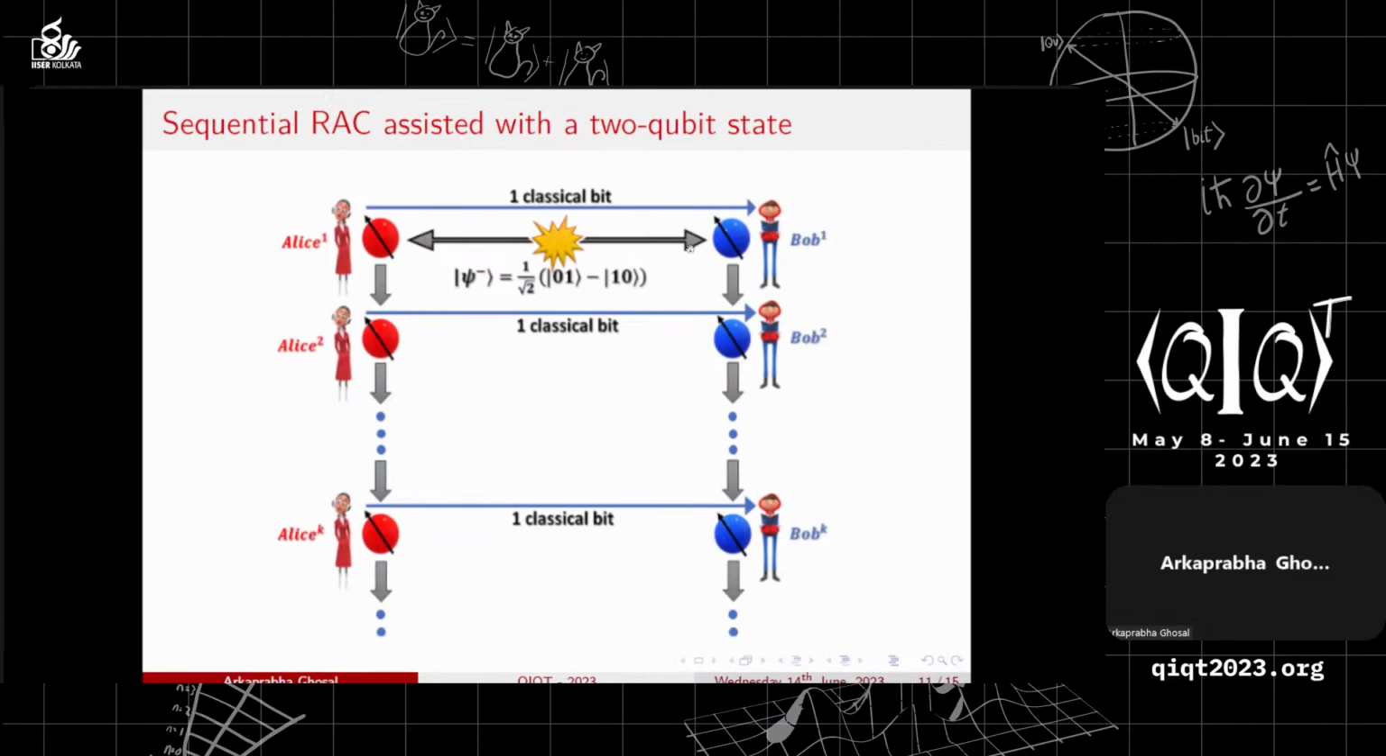Now, after Alice 1 and Bob 1 complete their 2-to-1 RAC, Bob computes the function and makes the correct guess. Then Alice 1 will send her particle to Alice 2, and similarly Bob 1 will send his particle to Bob 2. Then they will individually perform a 2-to-1 RAC. So they are independently performing RAC, and this is a sequential game. And we are interested in how many Alice and Bob pairs can win this game.